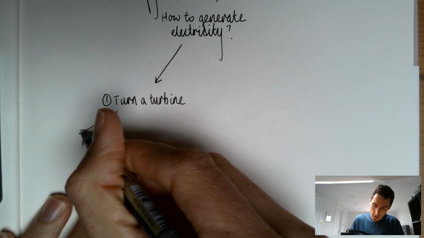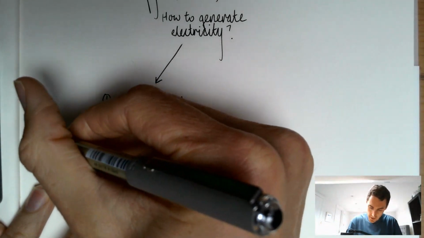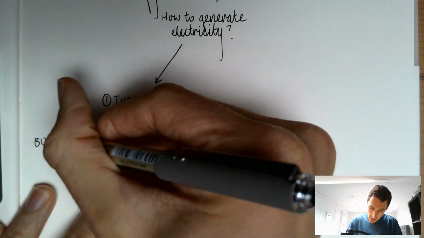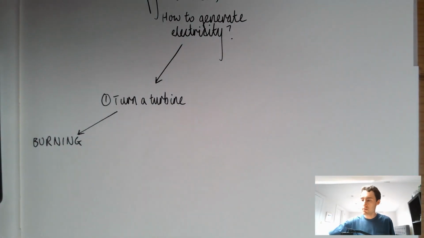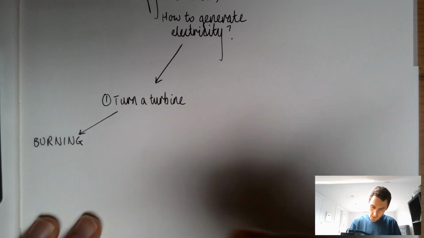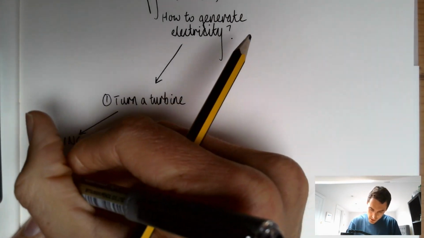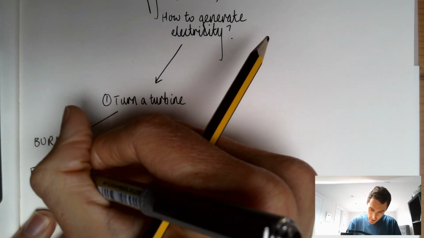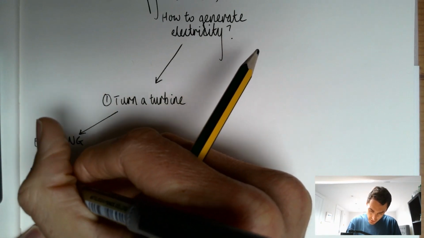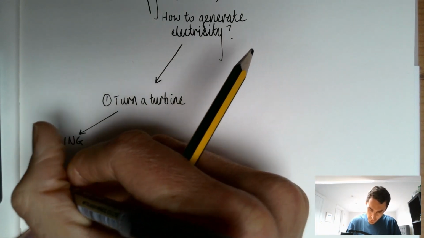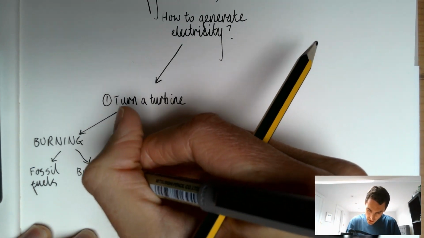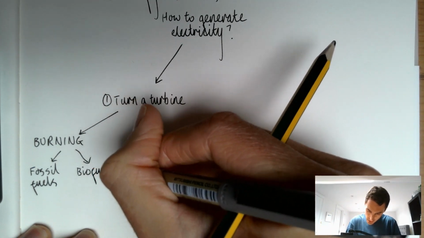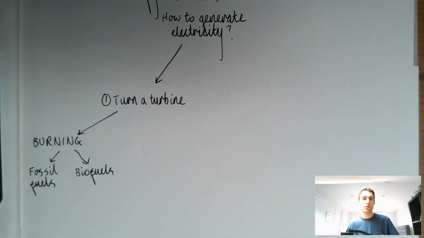So the first one is by burning stuff. So I'm going to put burning. You could put combustion as well, but you can burn stuff. So we've seen that in fossil fuel power stations. So I can put fossil fuels here like this. And you can tell students there's another way of doing that. We could also burn biofuels or biomass. So that's things like wood, that's things like ethanol, all of those sorts of things.